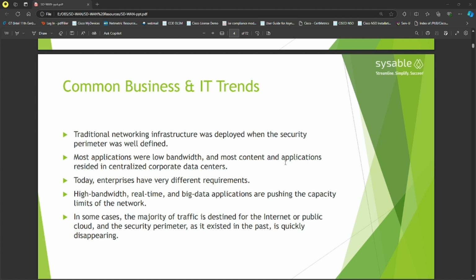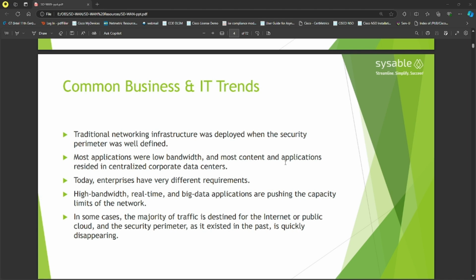Now, today enterprises have very different requirements. High bandwidth, real time, and big data applications are pushing the capacity limits of the network. So the bandwidth requirement is more than before, and in order to facilitate that, we require a technology which can handle that kind of load. In some cases, the majority of the traffic is destined for the internet or public cloud, and the security perimeter as it existed in the past has quickly disappeared. Traditionally, whenever you wanted to access the internet, it went via the data center only. But nowadays we cannot do that, because going via the data center will add some latency, and the experience might be affected by that.